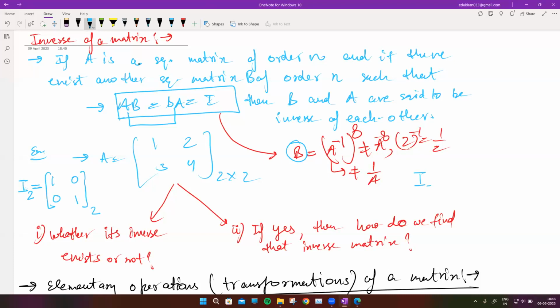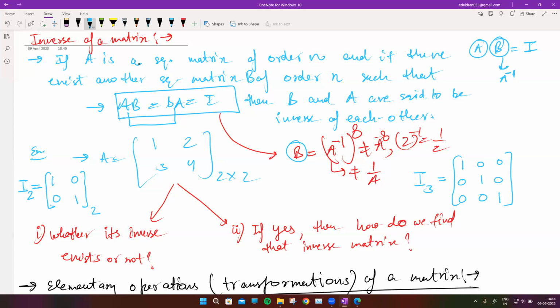So similarly, if I write I3, these will be the diagonal elements, and all the other non-diagonal elements are 0: 1, 0, 0, 0, 1, 0, 0, 0, 1. This is how it goes, I2 and I3. So whenever we find for any square matrix A, if we find another square matrix B by taking the product of which in either form, either AB or BA, we get an identity matrix, then A and B are said to be the inverse of each other. So B is the inverse of A. So I can write B as A inverse.